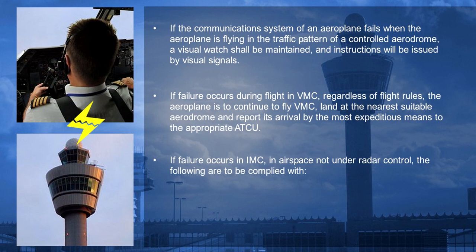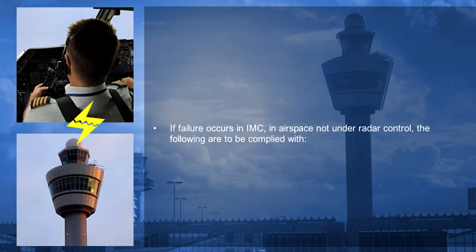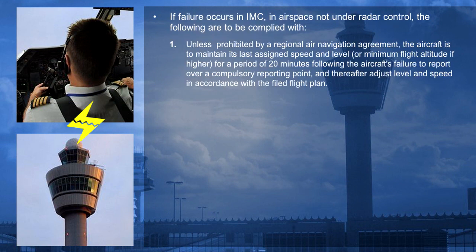If failure occurs in IMC and the airspace is not under radar control but is controlled procedurally, the following are to be complied with. 1. Unless prohibited by a regional air navigation agreement, the aircraft is to maintain its last assigned speed and level, or minimum flight altitude if higher, for a period of 20 minutes following the aircraft's failure to report over a compulsory reporting point, and thereafter adjust level and speed in accordance with the filed flight plan.